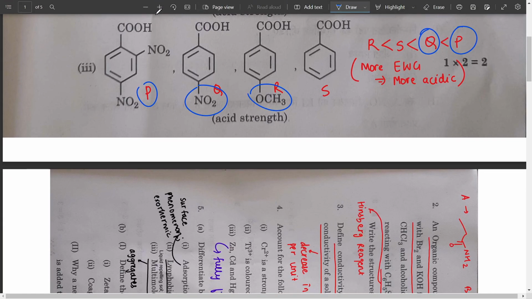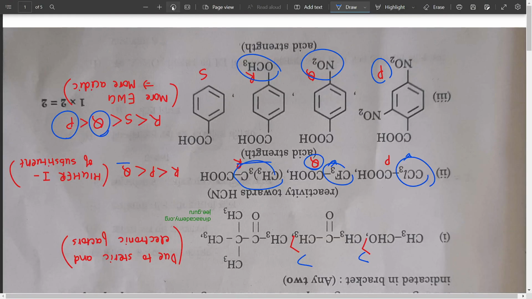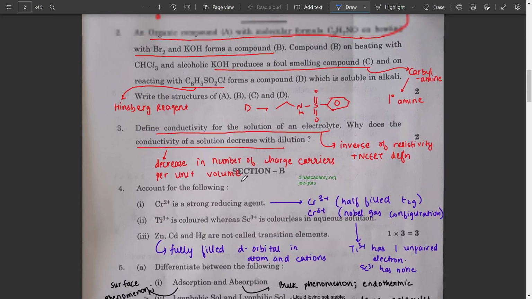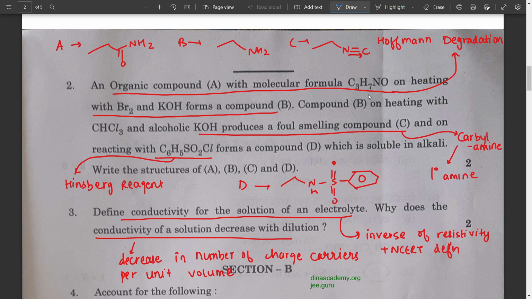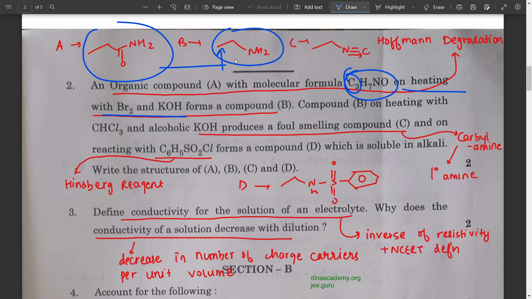In the next question, we have an organic compound A with molecular formula C3H7NO, which on heating with Br2 and KOH, that means a Hofmann degradation reaction, forms a compound B. So we start with an amide, and since this is a 3-carbon amide, the simplest one that you can think of is this, and once you do its Hofmann degradation, you get this primary amine.